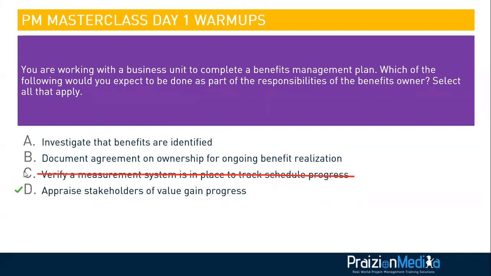Let's go to B. Document agreement on ownership for ongoing benefit realization. In other words, who's going to own it? That's definitely something we do there. And lastly, it says, investigate that benefits identified. It's one of the main things the benefits owner does. So the answer is A, B, and D.